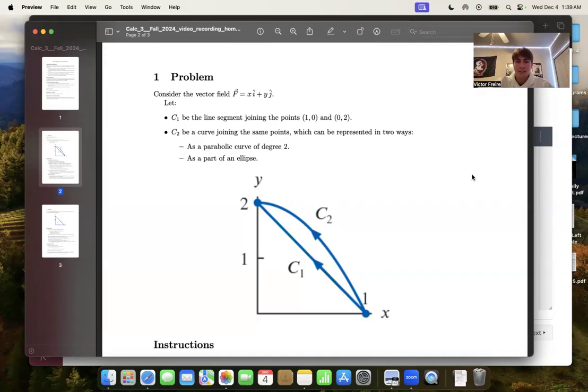So for today's lesson, we're going to be going over line integrals, parameterizations, and the fundamental theorem of calculus for line integrals. So let's get started here with problem 1.